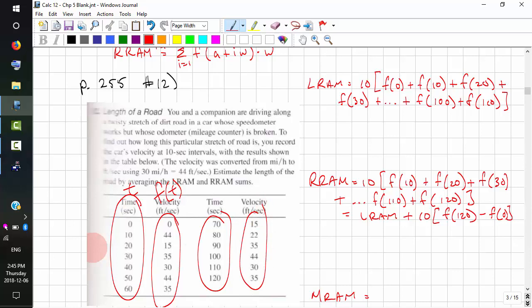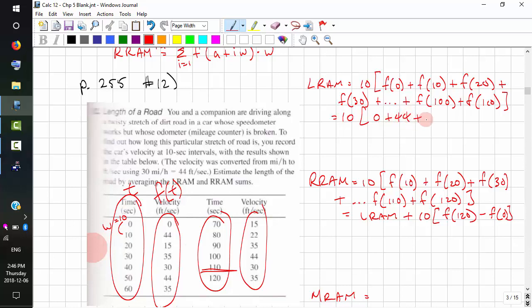Okay, so if we're doing LRAM, we take all but the last point. So we're doing F0 plus F10 plus F20 all the way up to F110. And we're multiplying by the width. We get the width by subtracting. So W equals 10. We subtract 2 consecutive points. So we get 10 times, and I'll just show you some of the calculations.